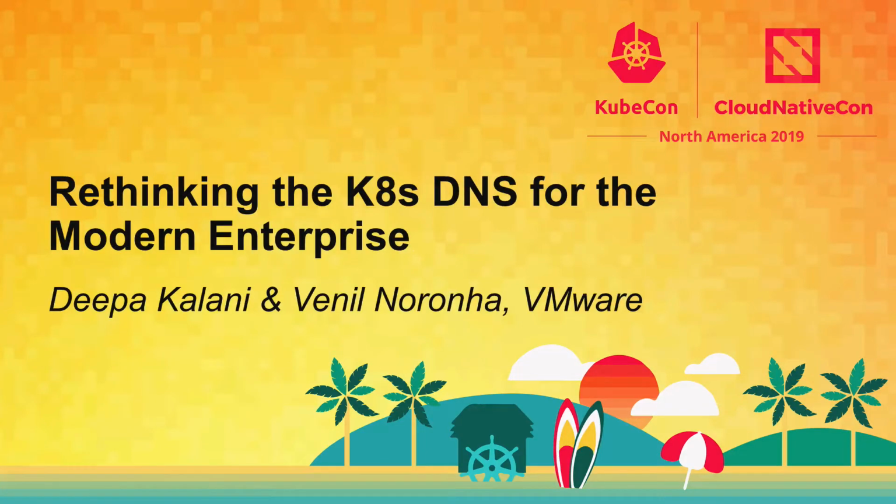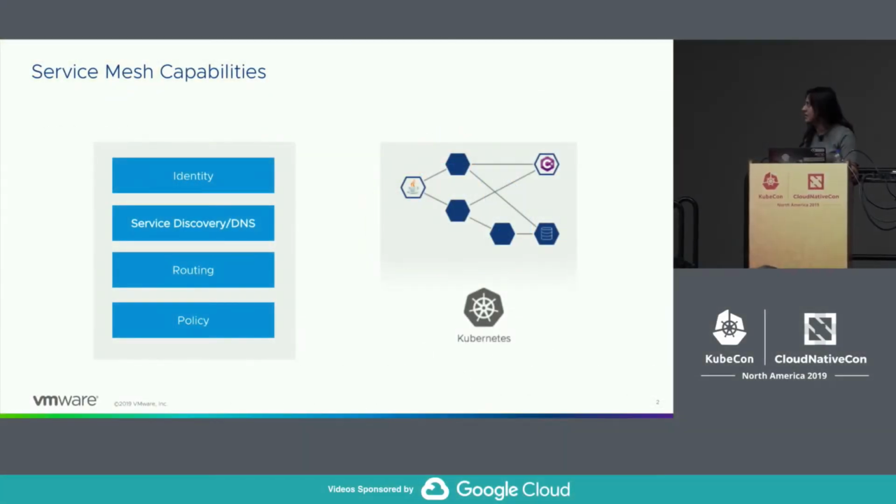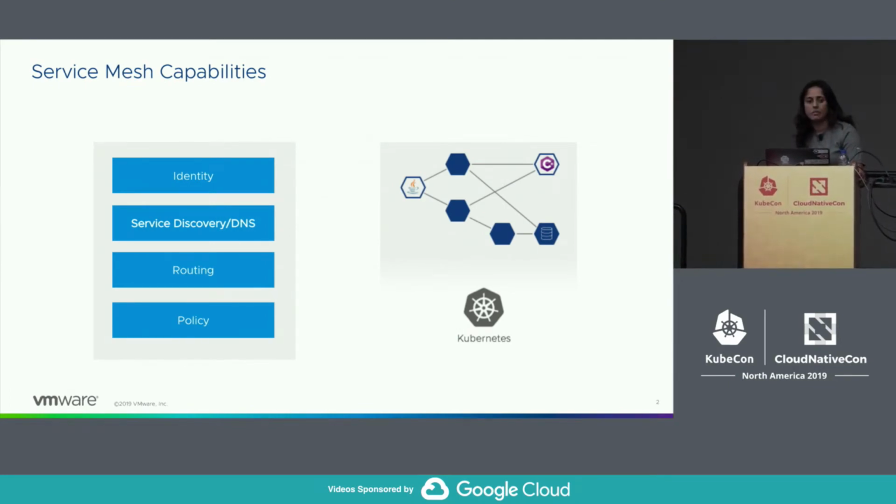Essentially, if you look at the service mesh capabilities today, we generally talk about identity, service discovery, routing, as well as policy. But oftentimes what's forgotten is that there is something that also exists, which is DNS, an integral part of service discovery. It opens up another set of use cases that people need to think about, and that's the premise of our presentation today. I'll talk about use cases while Venil here will go more into how we're looking at it from Kubernetes and Envoy and hopefully Istio as well.